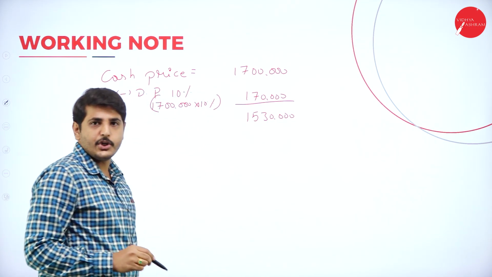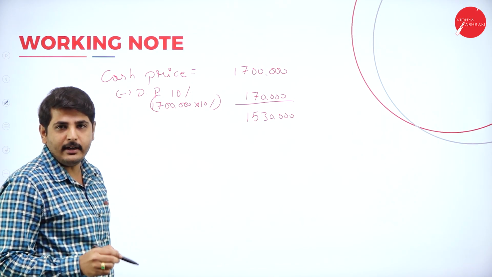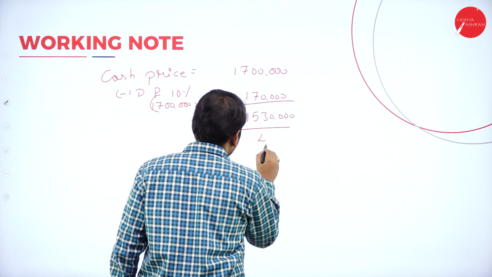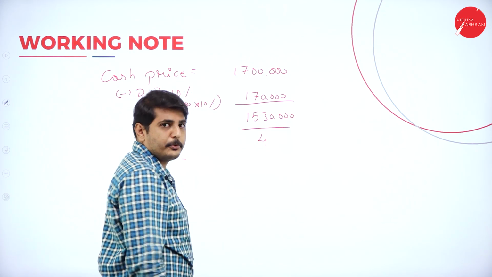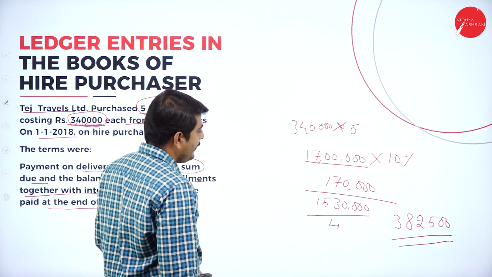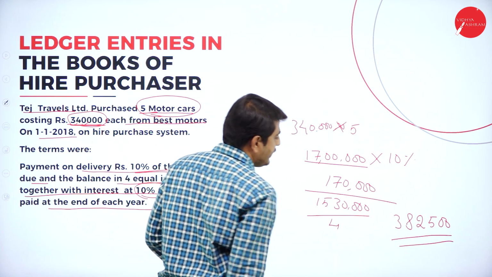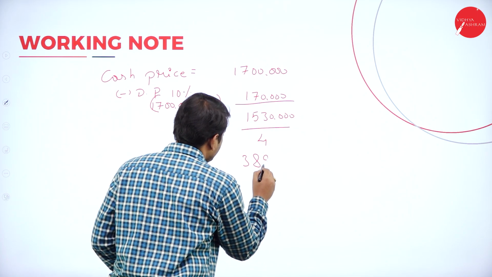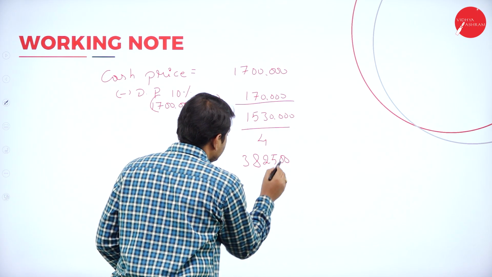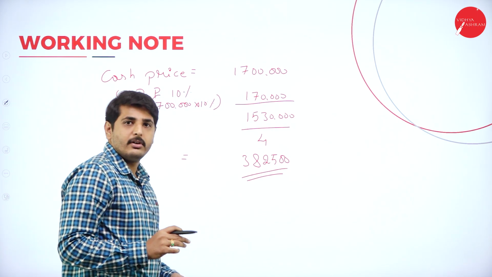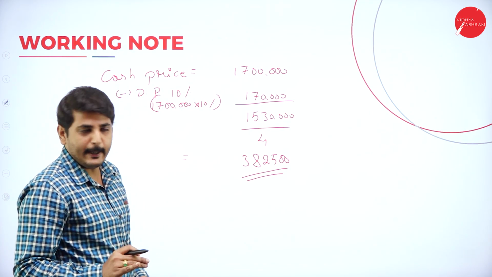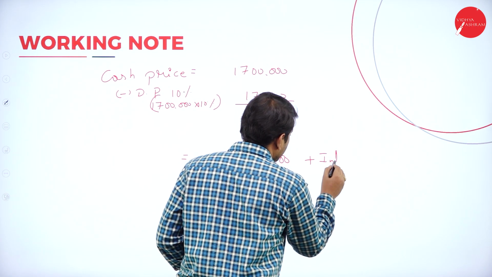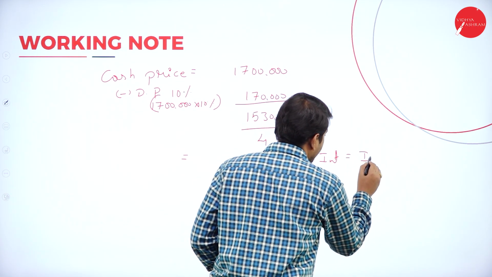So this amount should be paid in how many installments? In 4 equal installments. That means divided by 4. So divided by 4, you will get how much? 3,82,500. So 3,82,500 is the principal amount every year we are going to pay. And if you add interest to this, it will become the installment.